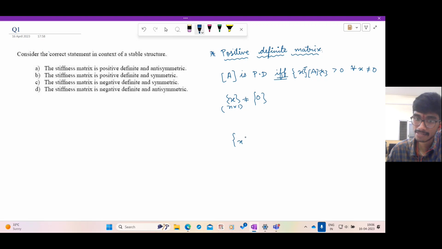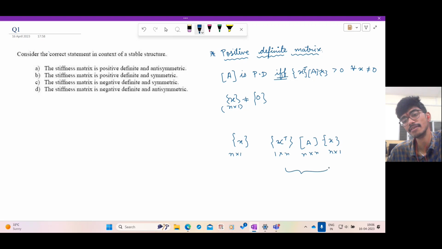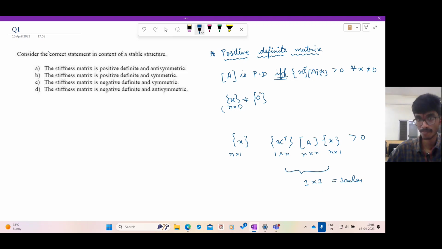So what is this? X is n cross 1. X transpose is 1 cross n. A is say an n cross n matrix. And X is n cross 1. So this is 1 cross n times n cross n times n cross 1. So you get 1 cross 1, which is a scalar. So since it is a scalar, you can compare it with numbers. So this quantity has to be strictly greater than 0, as long as X is not equal to 0. Now, does our stiffness matrix obey this? So what do you think? Yes, the answer is yes. The stiffness matrix is positive definite. So how do we prove it?